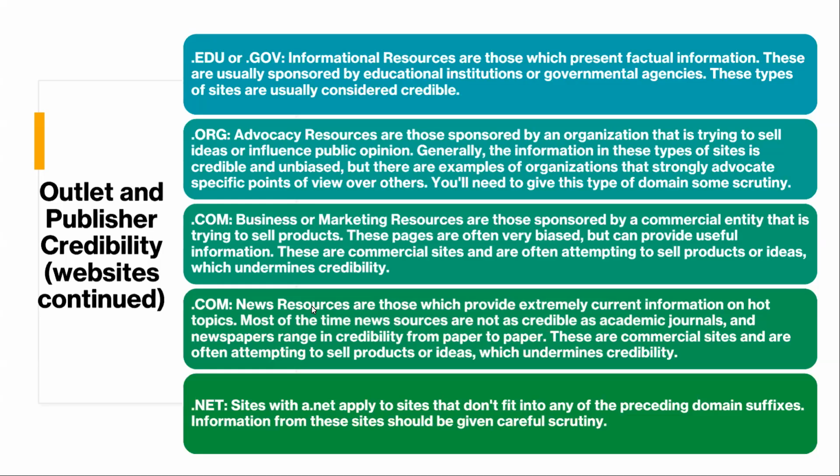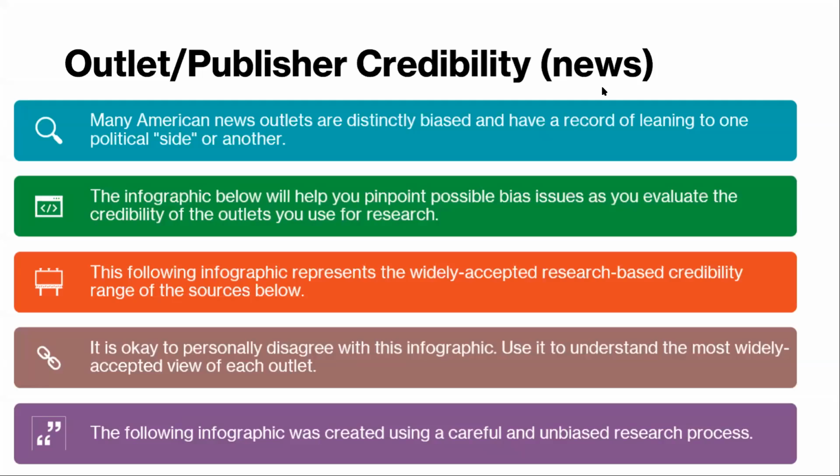And again, most news resources are going to come from a .com URL as well. And they can provide extremely current and reliable information on current topics, and that's great. But not all news sources are unbiased. And so it's very important that you vet the commercial entity for its credibility, and that's part of an outlet's credibility as well. And then .net websites just apply to sites that don't fit into any of these other categories. And so just by nature of them not fitting into one of these categories, you should scrutinize them. Be careful with those.